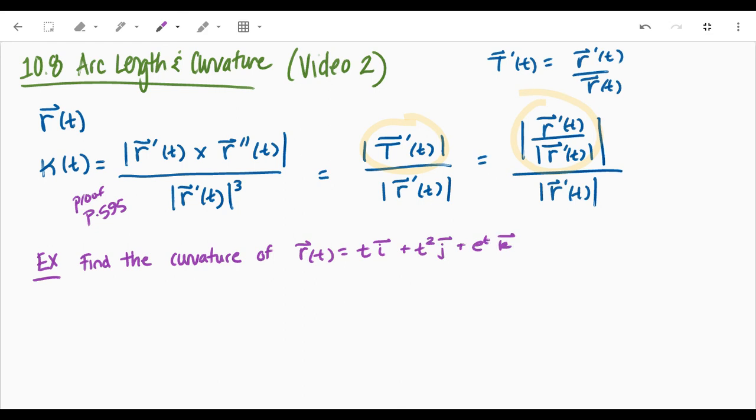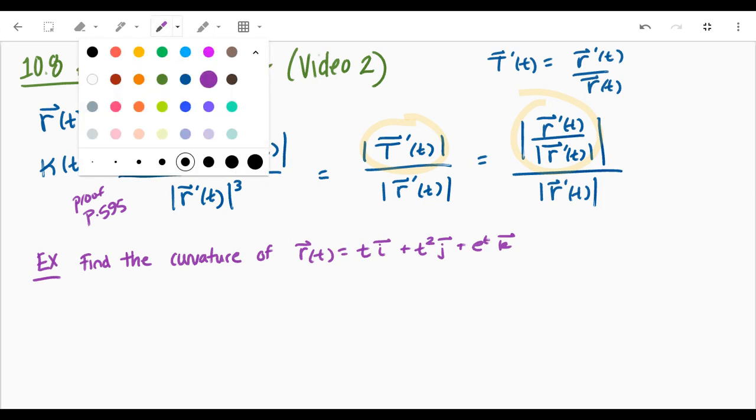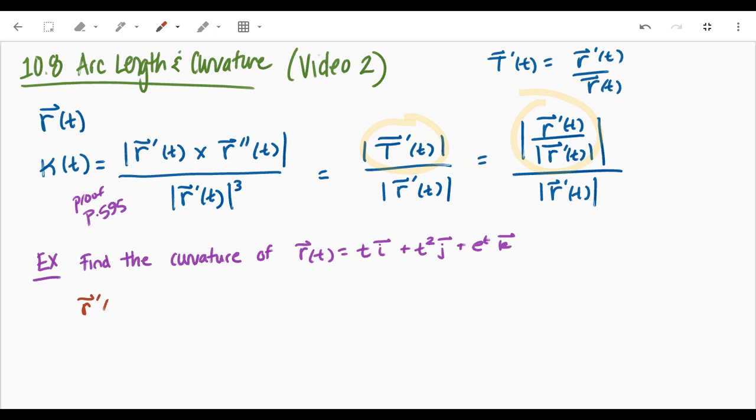Okay, so again, you can use whatever formula you want. Okay, they all require you to find r prime of t. So r prime of t would equal 1, 2t, e to the t. Okay, and go ahead and do it as an exercise to find it in the different ways. It's good practice. R double prime of t would be 0, 2, e to the t.